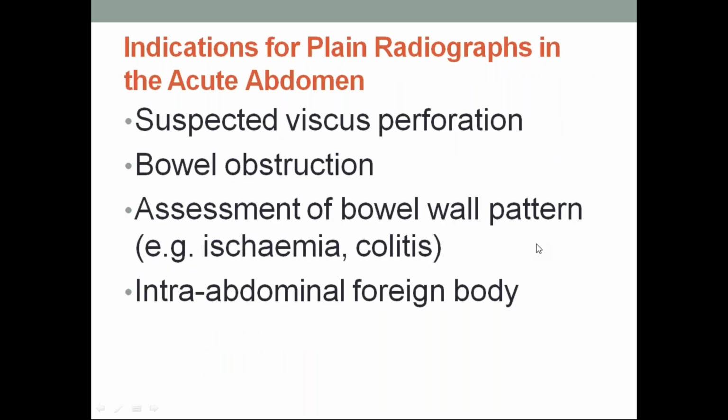Okay. What are the indications for the plain radiograph in acute abdominal conditions? Suppose we suspect viscus perforation, that is bowel perforation, or bowel obstruction, and assessment of bowel wall pattern, that is during ischemia and colitis, and an intra-abdominal foreign body. In the pediatric population, children used to eat whatever they grasp from the floor, such as batteries and coins. In those conditions it is useful.